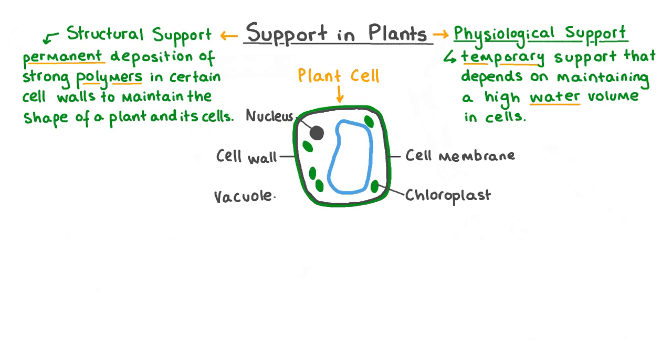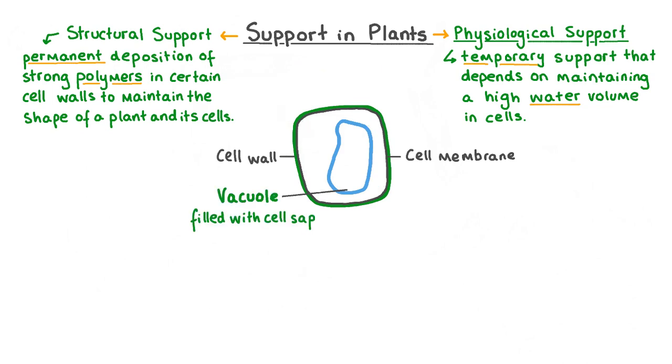We can also see a large permanent vacuole, which has been shown here in blue. As the nucleus and chloroplasts aren't particularly important to physiological support, let's erase these from our diagram. The vacuole in a plant cell is usually a large structure filled with a liquid called cell sap. Cell sap contains water molecules, which have been shown in our diagram in blue, and dissolved solutes like sugars and enzymes, which have been shown in our vacuole as pink.